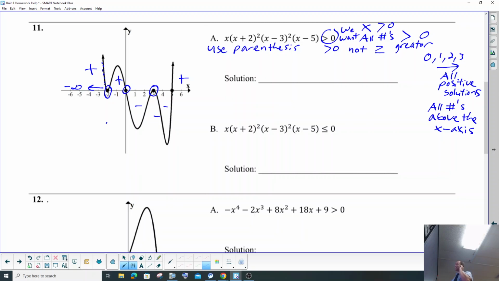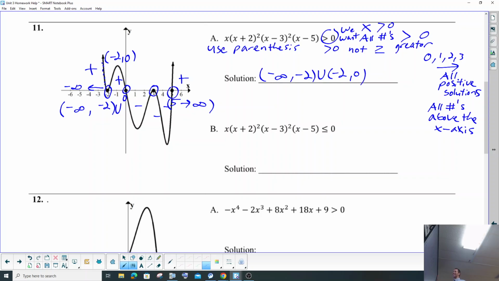For above the x-axis, we're going to do negative infinity to -2, in union with, not including the -2, now -2 to 0. Then skip, skip, skip, and then that looks like a 5. Looks like a 5. So that's going to be 5 to infinity. So that's our solution: negative infinity to -2 in union with -2 to 0.